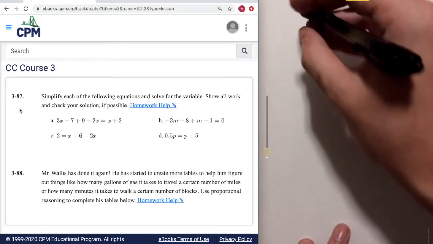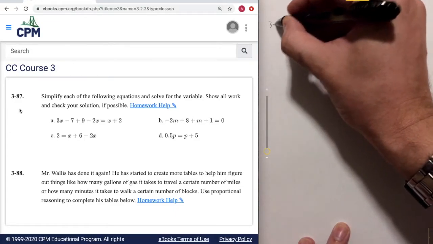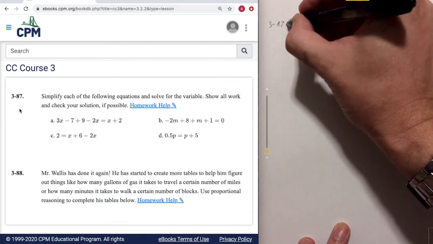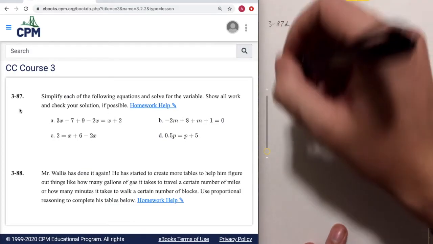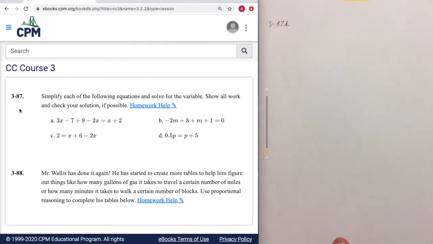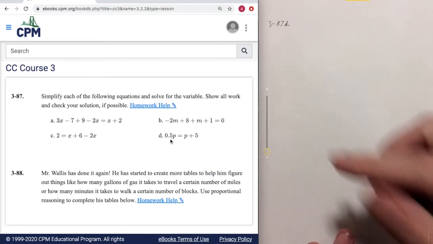Problem 3-87, and we're going to be starting with part D this time. So we just want to find the solution to this equation, and we're going to do that by getting P by itself and find out what it equals.